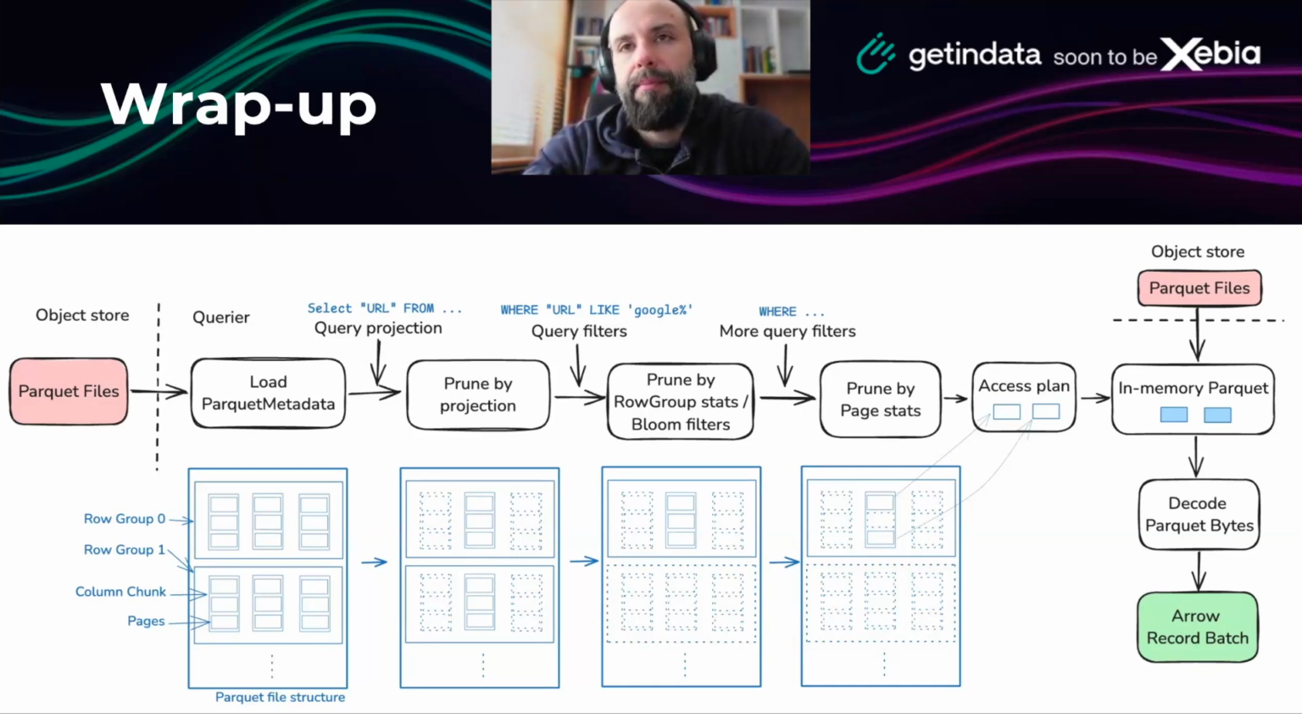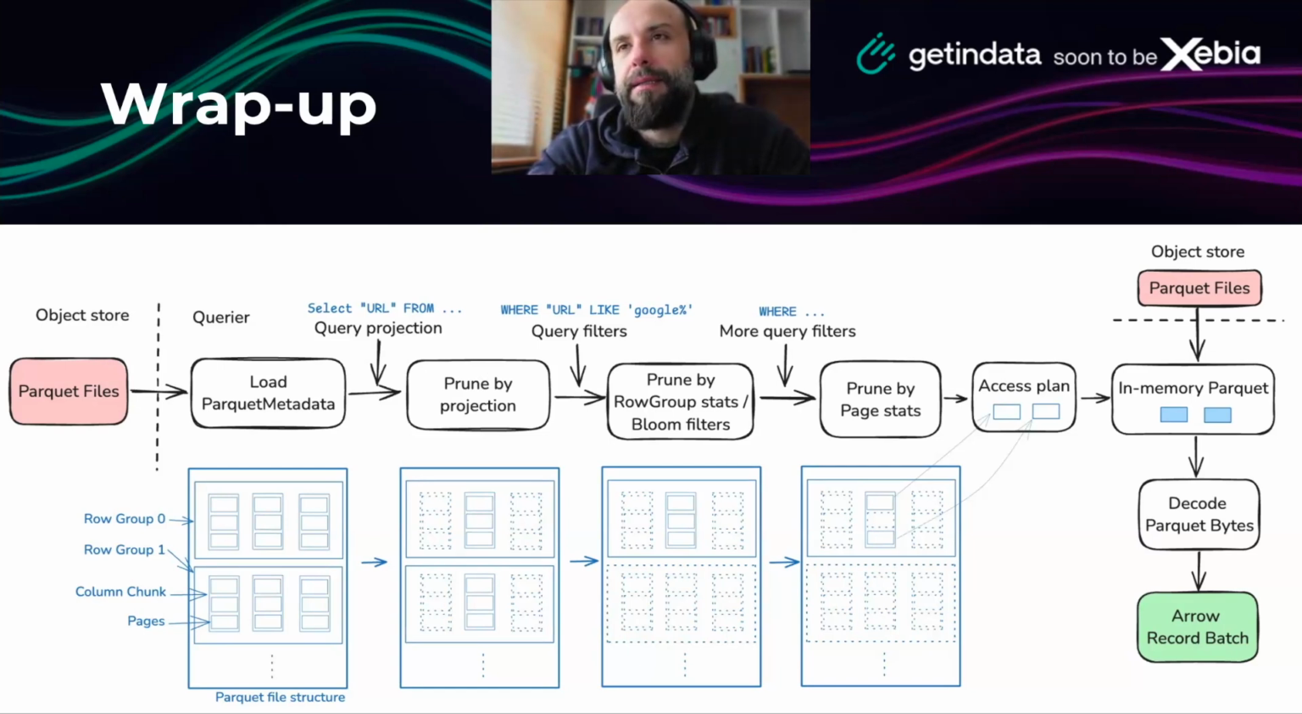Finally, as Tomek mentioned, it's also possible to go even deeper and use mechanisms of pruning at the page level. But many popular query engines, including Apache Spark, have not yet adopted this mechanism. But for example, Apache DataFusion is one of the engines that is capable of page-level pruning. So this is how the query is processed.